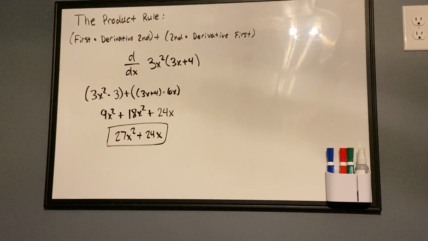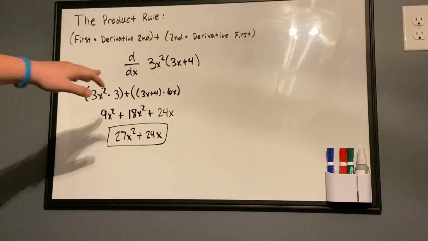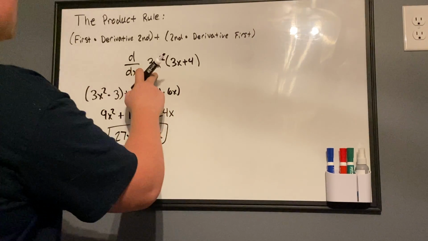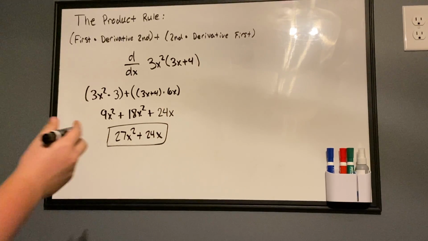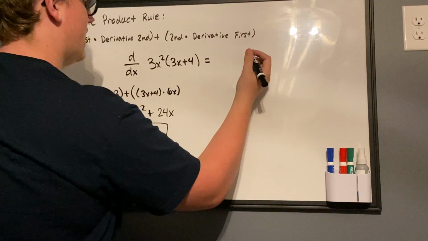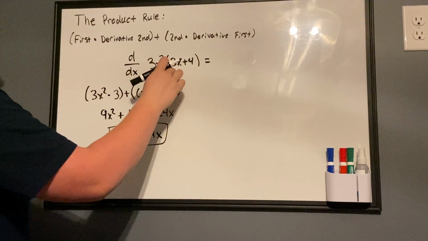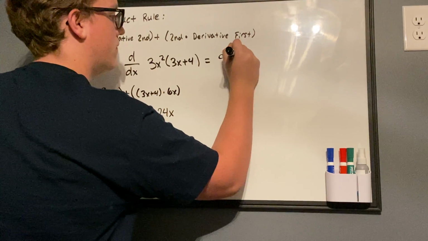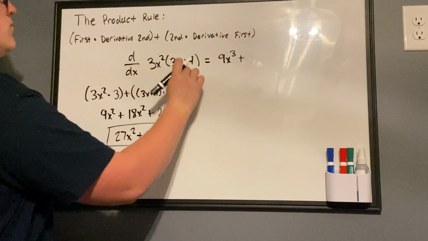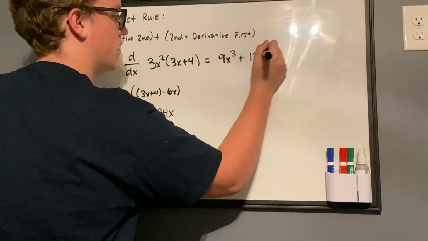But again, don't always use the product rule. Look at what we have here. We have a 3x squared and we have a 3x plus 4. There's nothing that we cannot multiply here. We can multiply this together into one term. So this is the same thing as saying, well, 3x squared times 3x, that's going to be 9x cubed, plus 3x squared times 4 is going to be 12x squared.